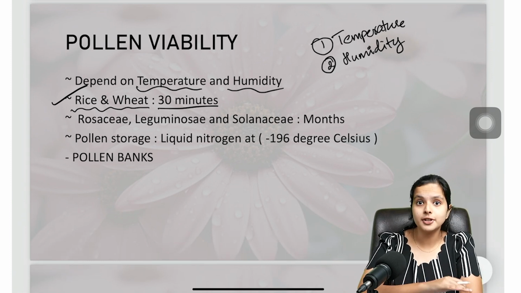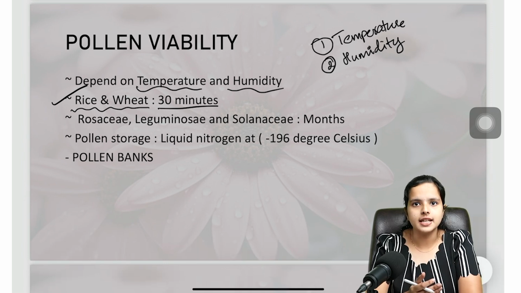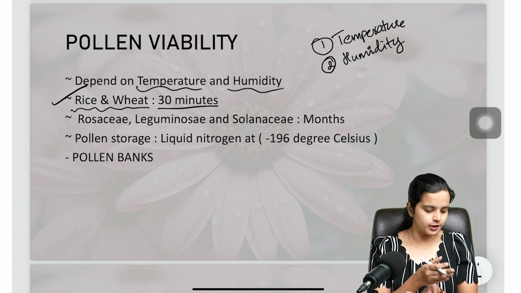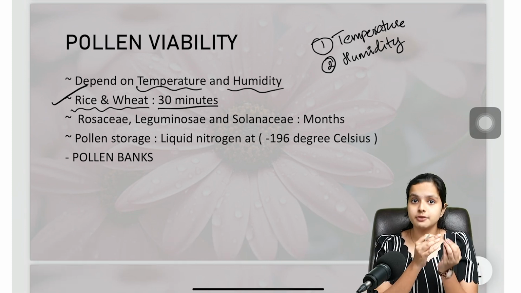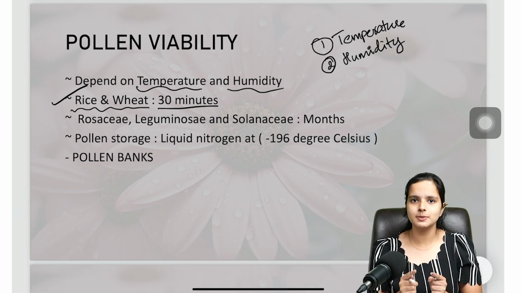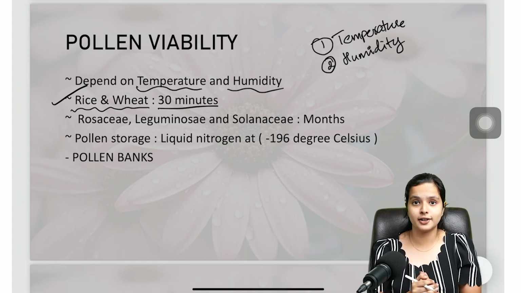So the pollen, after releasing from the male organ, has to reach the female organ and germinate in 30 minutes. Can you imagine that? A pollen released from a male plant of rice or wheat has to go to the female plant and germinate over there within 30 minutes. So there is a small time, right? Only a small time is available for the pollen grain of rice and wheat.